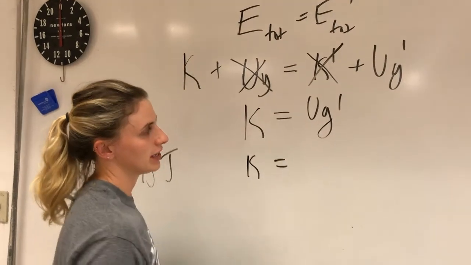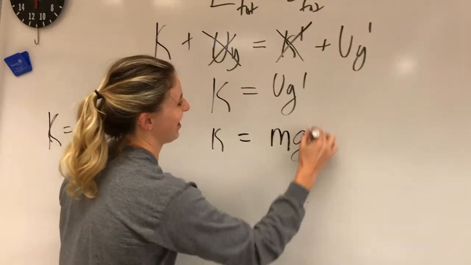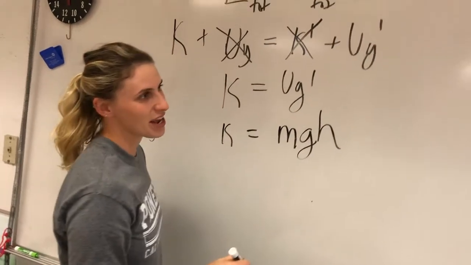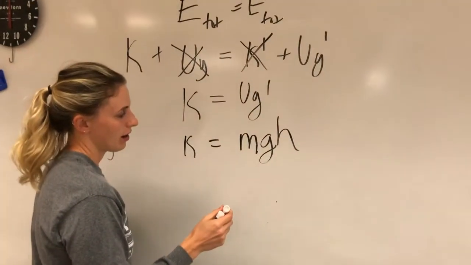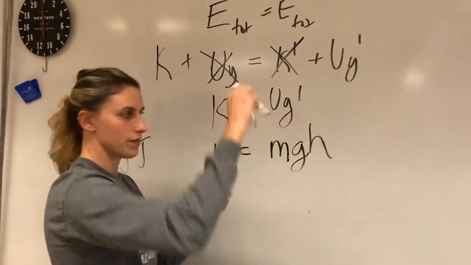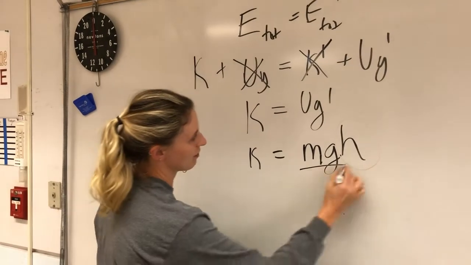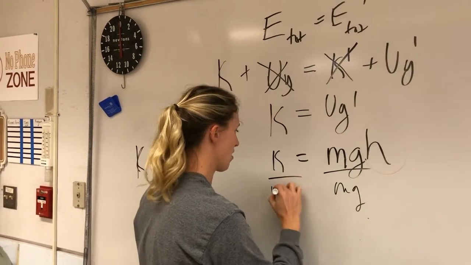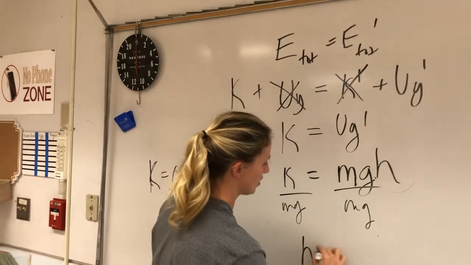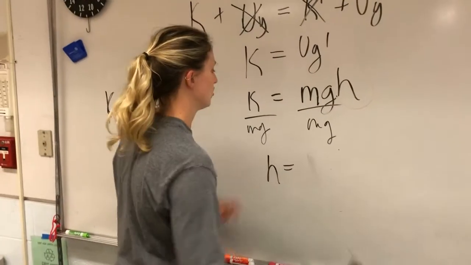What's my equation to find UG? MGH. And what are we trying to find here? How far up the ramp it's going to go, but if we can find how high above its starting point, we can use a trigonometry method. So can I divide by mg? Divide by mg. H is going to equal kinetic energy divided by mg.